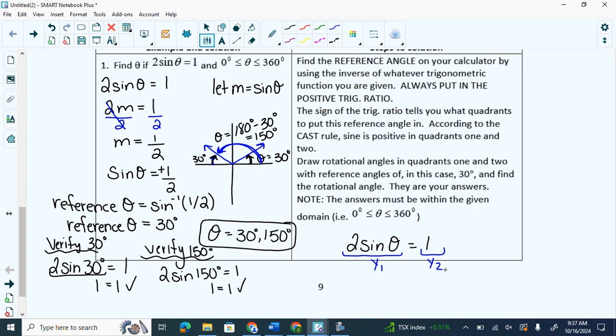Now, what mode do we need to be in? Degree, because the answers are in degrees, correct? So check and make sure you're in degree mode. And then stop. So in y1, we have 2 sine theta. In y2, we have 1. Everyone's there? Put the mode in degrees, yes? Now go zoom trig. It'll set your window in degree mode. Trig window. So you always have to pick your mode before you go zoom trig. Zoom, then hit number 7.